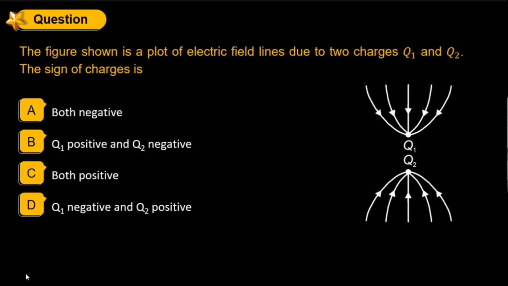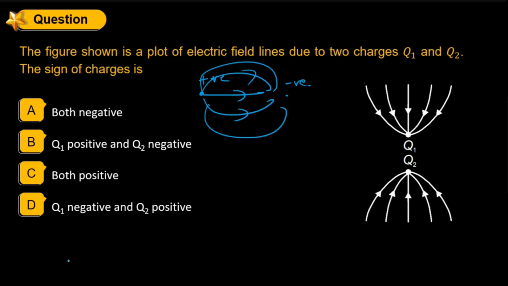One of them is positive and the other one is negative. But why does it matter which one's positive and which one's negative? If there are two charges and one is positive and one is negative, then electric field lines must originate from positive and terminate into negative.